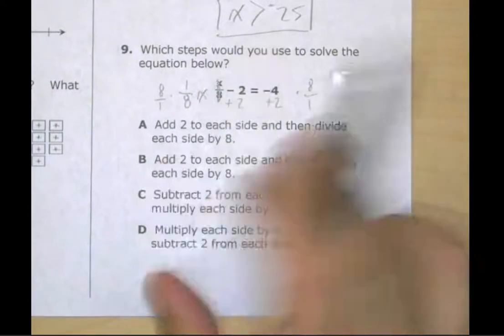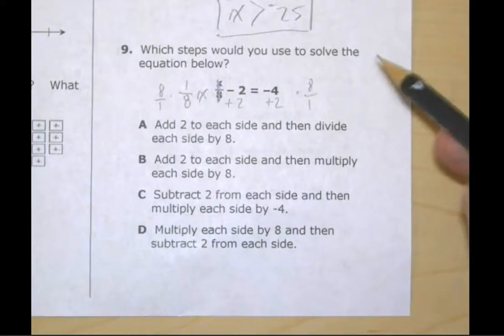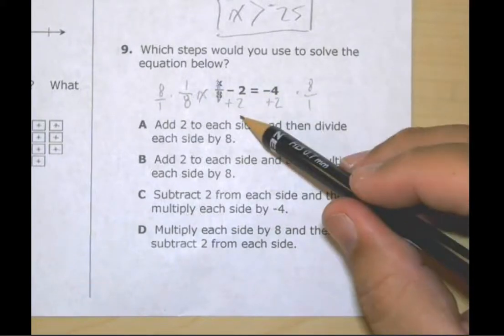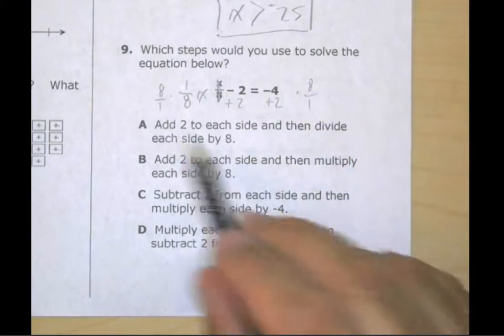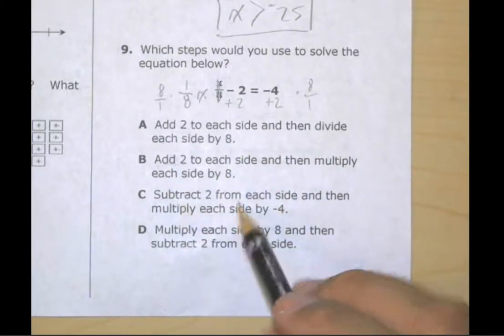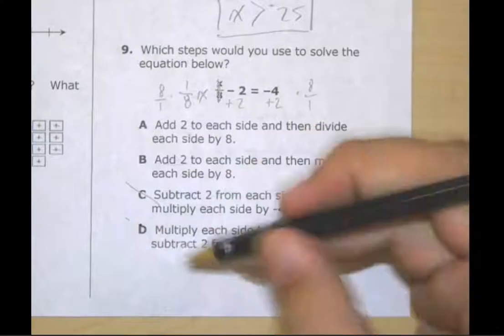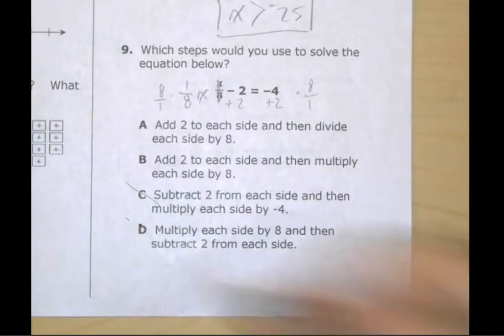Normally we'd do this step by step, but I'm showing you all together what my steps would be. Step 1 was to add 2 to both sides. Add 2 to each side, okay. Add 2 to each side, okay. Subtract 2 from each side? No, we're not doing that, so that eliminates that. Multiply each side? That's not my first step, so that eliminates that. Already I've been able to eliminate 2 answer choices.